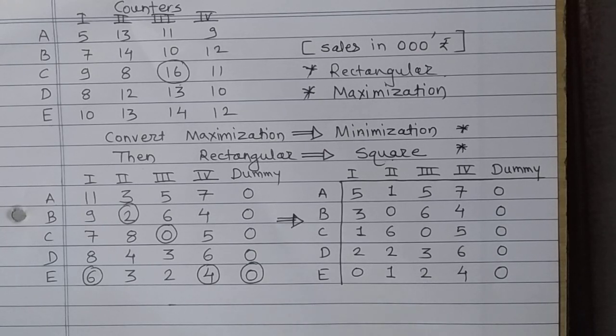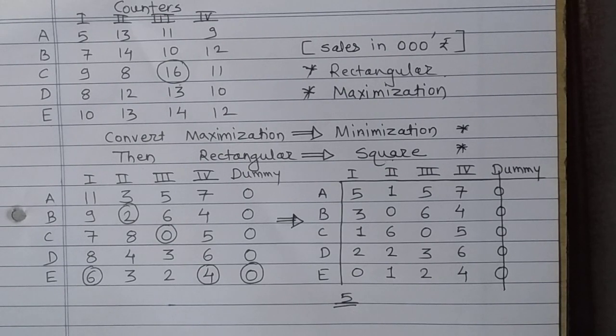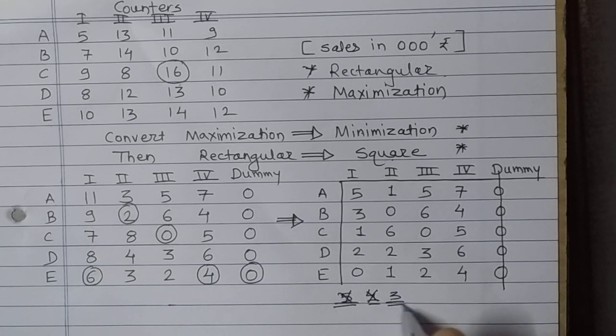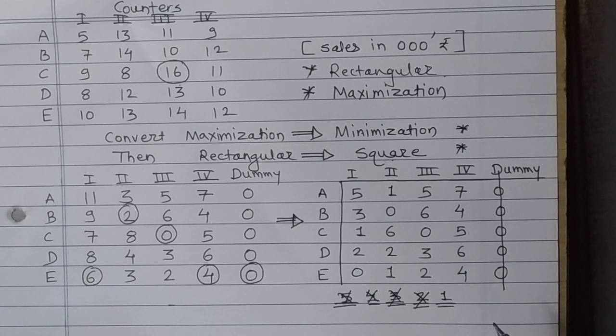Now the next step is to cover zeros. As this matrix is 5 by 5, start with 5 zeros in a row or column. Draw a vertical line covering all the 5 zeros. After that go for 4 zeros. 4 zeros are not available. Go for 3 zeros in a row or column. It is not available. Go for 2 zeros. It is not available. So lastly I will go for 1 zero.